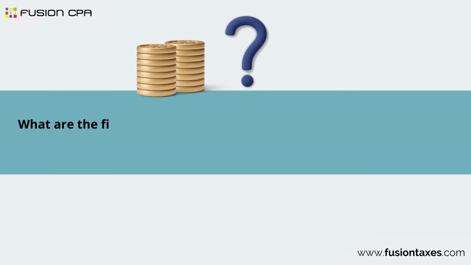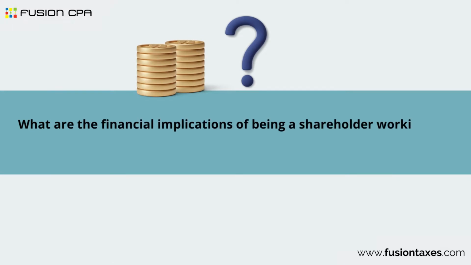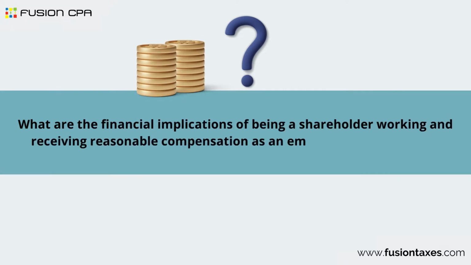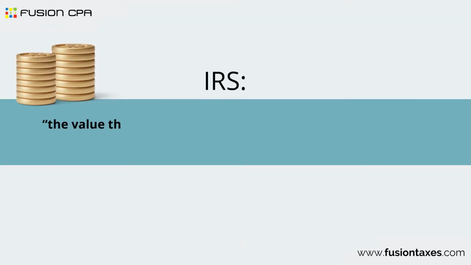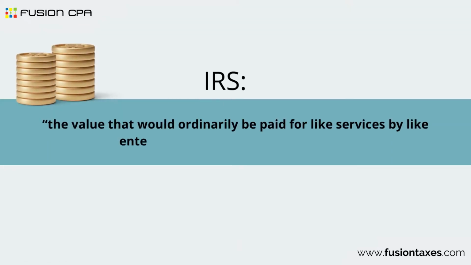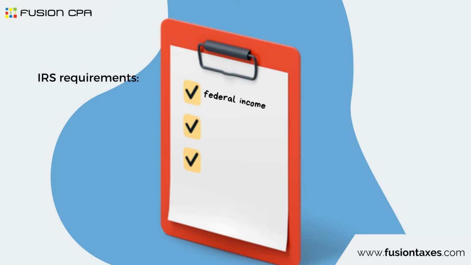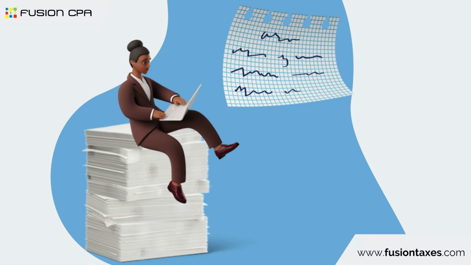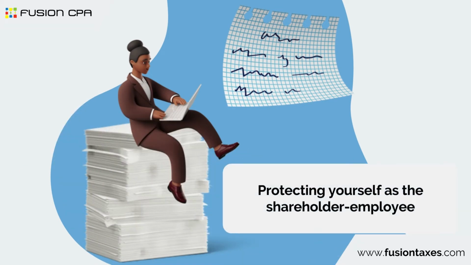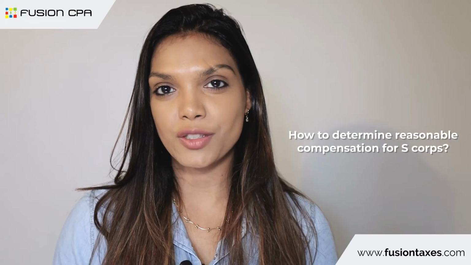So what are the financial implications of being a shareholder working and receiving reasonable compensation as an employee of your S-Corp? Under the guidelines of the IRS, fair compensation is seen as the value that would ordinarily be paid for like services by like enterprises under like circumstances. For an S-corporation, the IRS requires you to file a Federal Income Tax Return Form 1120-S. Following the guidelines set out in filling this form is essential to protecting yourself as a shareholder employee and the corporation.